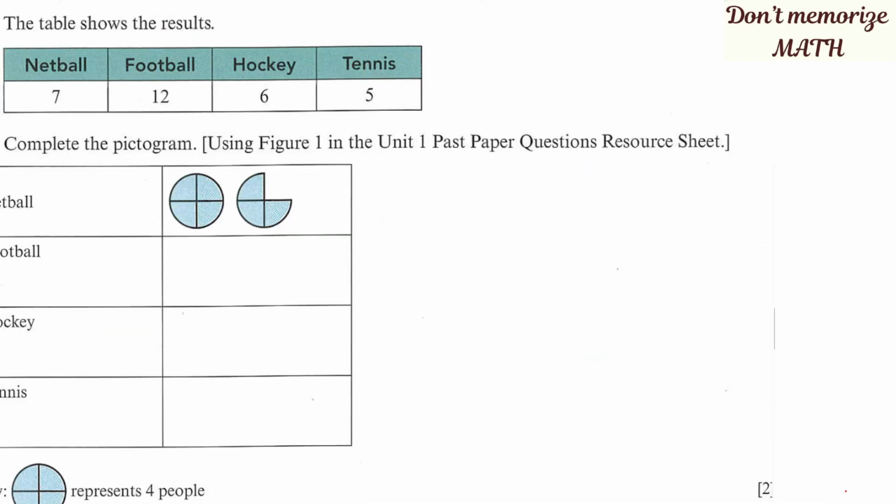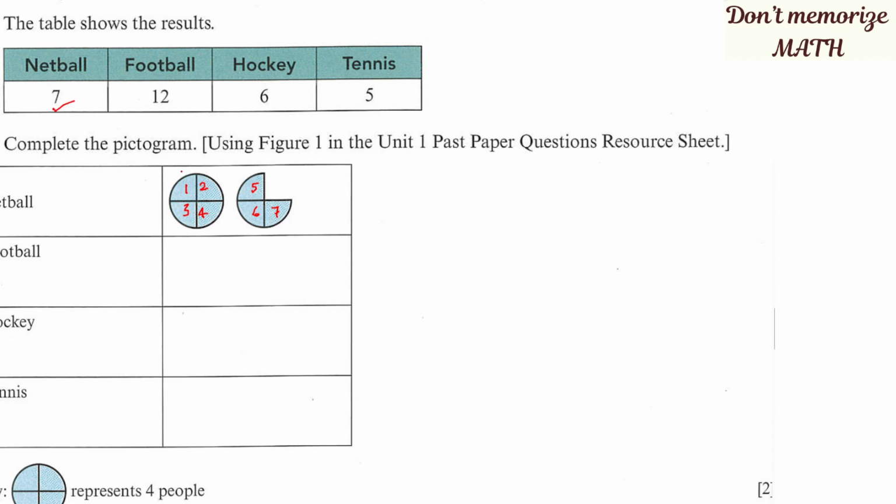Question number 6. Zachary asked the 30 students in his class which is their favorite sport. The table shows the results: netball 7, football 12, hockey 6, tennis 5. Complete the pictogram using figure 1 in the unit 1 past paper questions resource sheet. Here the key is given. This represents 4 people. So netball is 7: 1, 2, 3, 4 and 5, 6, 7. So that's why 7 for netball.